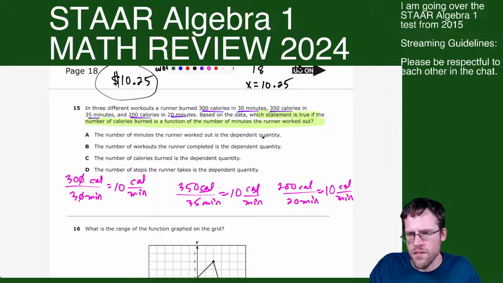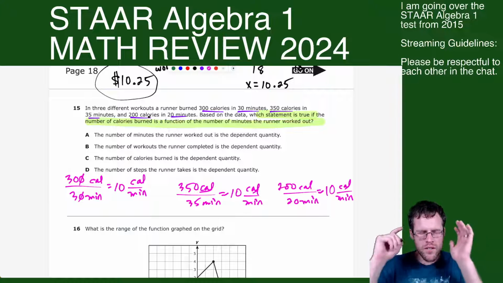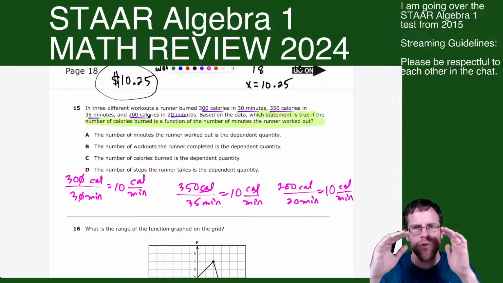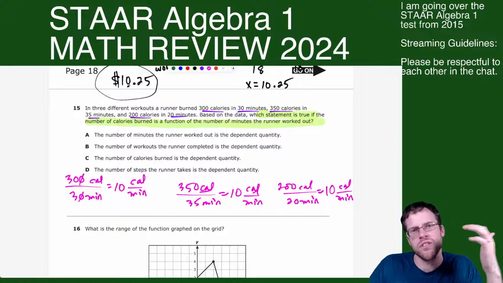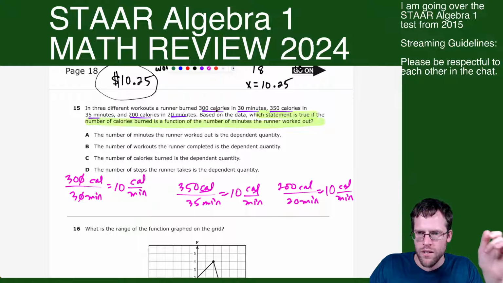So what I'm just imagining here is that every minute the runner goes, they're burning 10 calories. Which statement is true if the number of calories burned is a function of the number of minutes the runner worked out? Just think about this very logically. The more this runner runs, the more calories they burn, and they're burning 10 calories for every minute they run. So let's think, which statement is true?